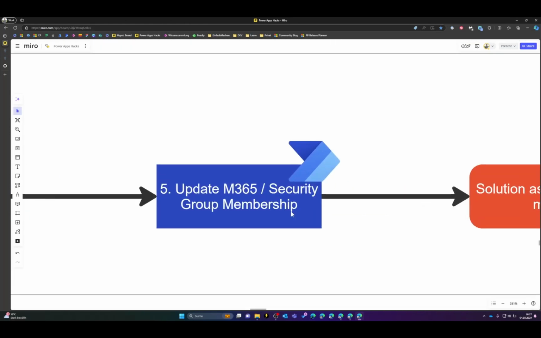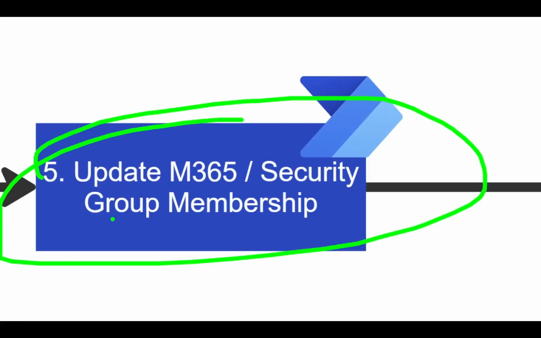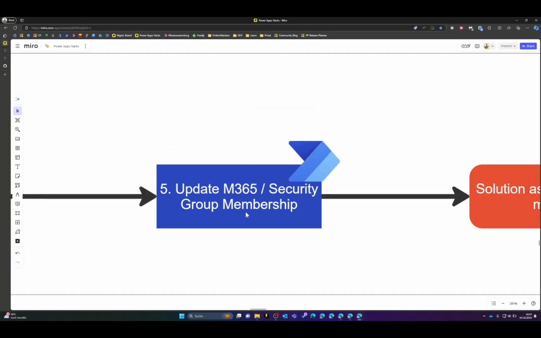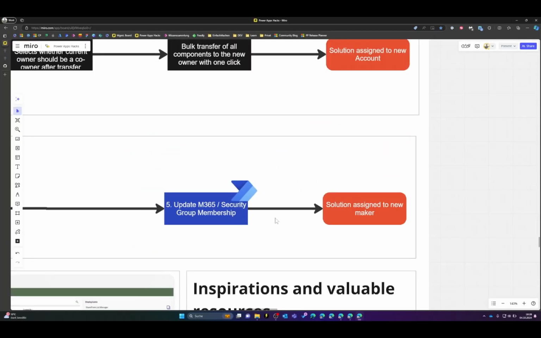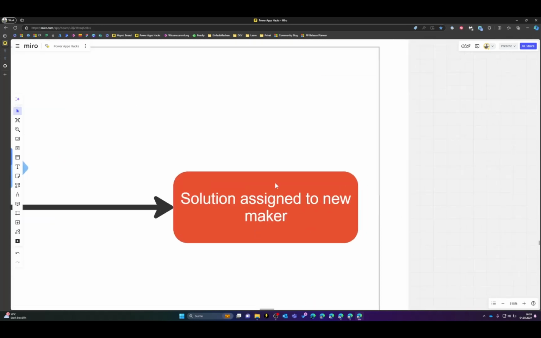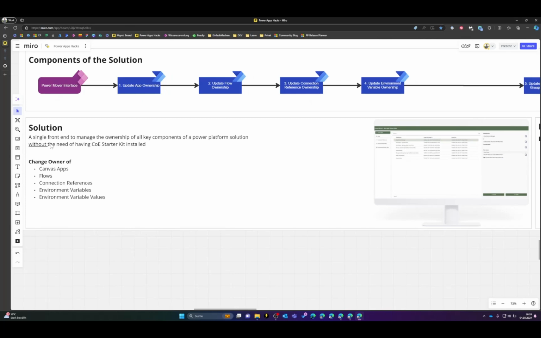A future feature that I want to create, but which is not in the first release, is updating the group members of specific security groups also in these apps. I know there are several ways you can handle this, but I want to have a unified interface, but it's not in the first release. So afterwards, the solution is assigned to a new maker. So in the end, you have a simple front end to manage ownerships. You do not need to install any COE starter kit stuff or something like that.